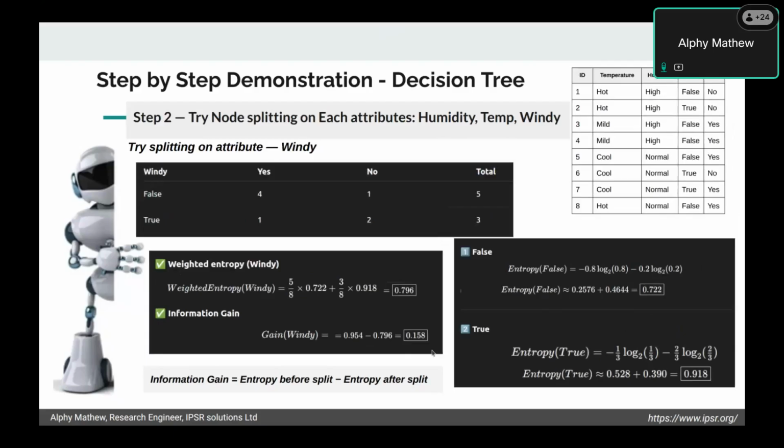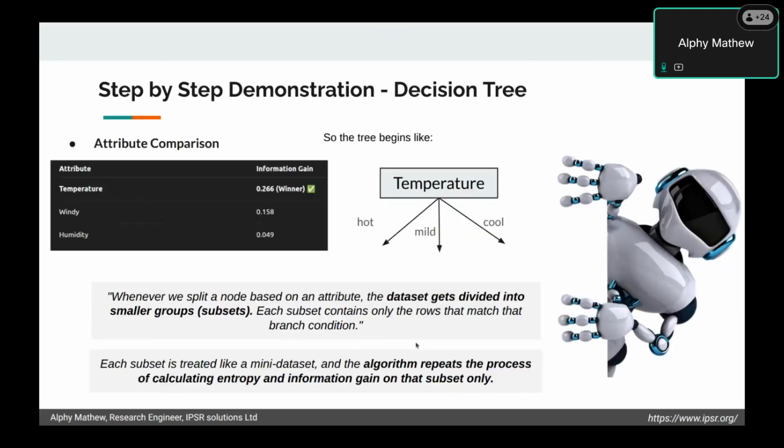Okay. Then for our windy column we have got 0.158 as information gain. Okay, the same steps, I am not repeating it again and again. Here we have found the information gain of the windy column is around 0.158. Okay. Now next we need to compare this.